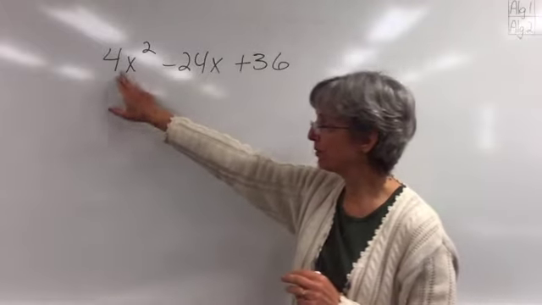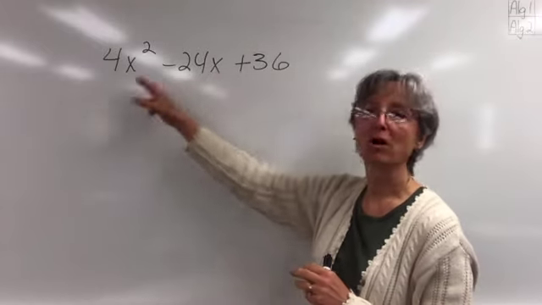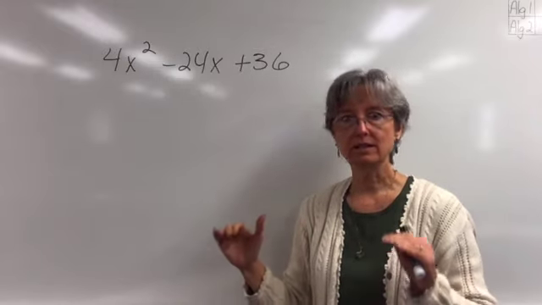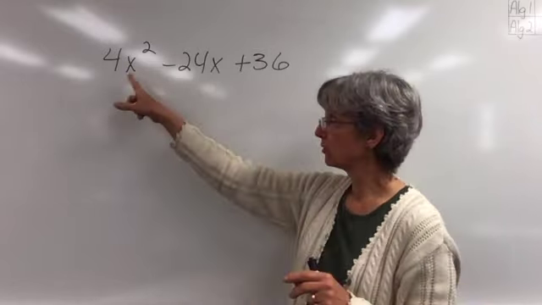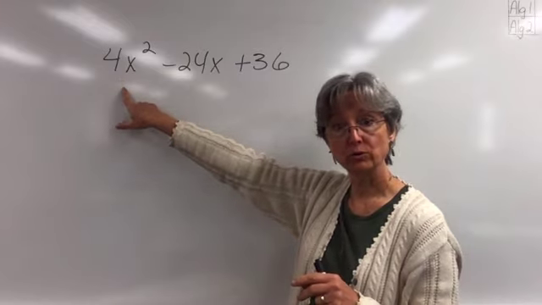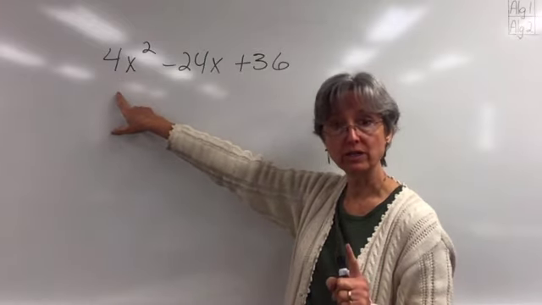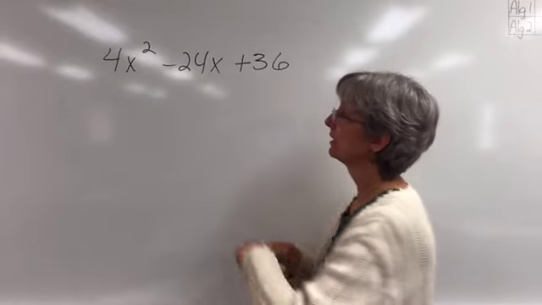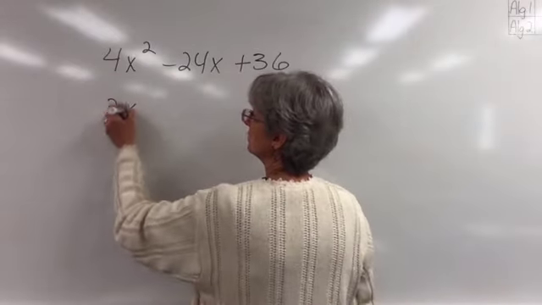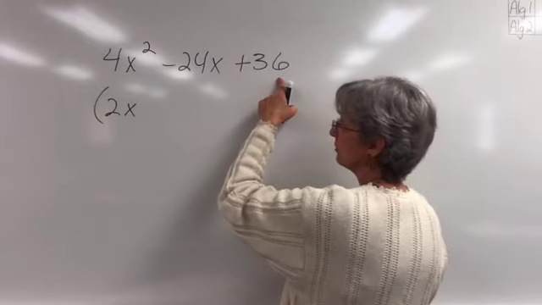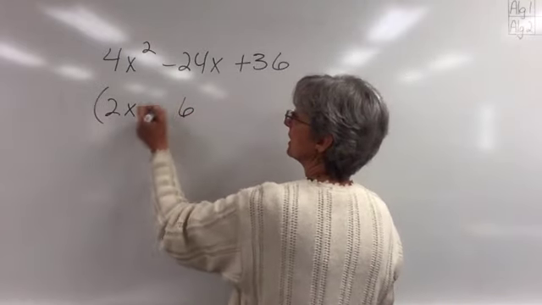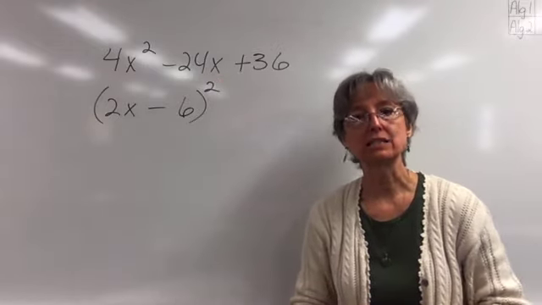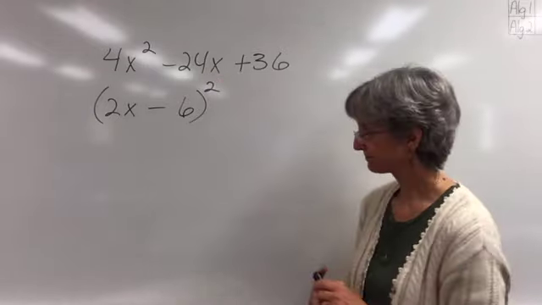If you see that both the a and the c term are perfect squares, it might be worthwhile to see: is this a perfect square trinomial? If it is, the first term would be the square root of this, and the second term would be the square root of this, with that sign. So it would be 2x, and the square root of this is 6, and because that's a negative, it would be 2x minus 6 times 2x minus 6. Do you guys see how that works?